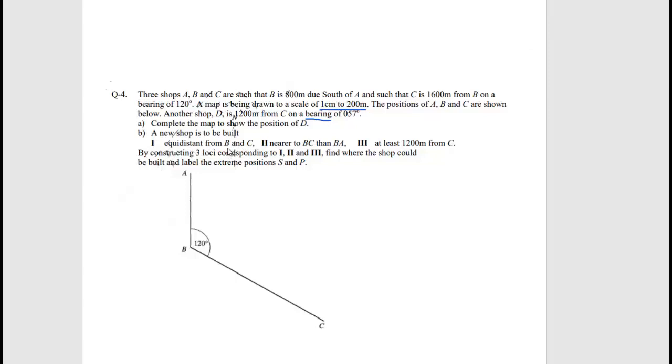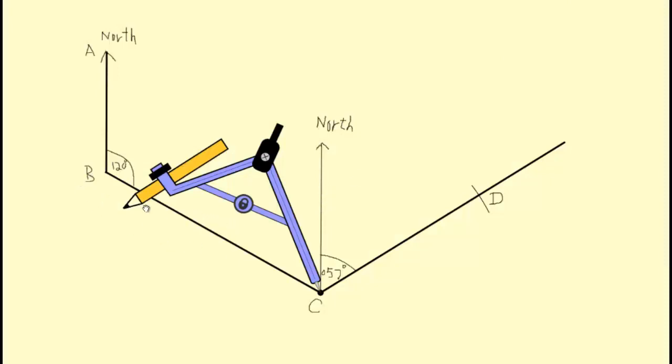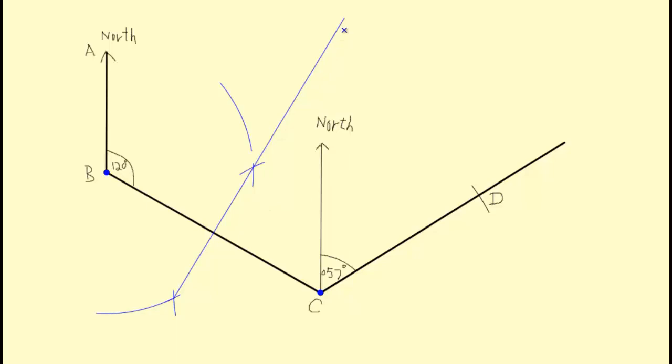In part B, a new shop is to be built equidistant from B and C. Equidistant from B and C, it is the perpendicular bisector of B and C. To draw the perpendicular bisector of B and C, open the compass more than half of the line BC, and draw arcs on the upside and downside of the line BC at points B and C. So this is the perpendicular bisector of points B and C. On this line, the shop will be equidistant from B and C. Its distance from B and C will be equal when the shop is on this line.